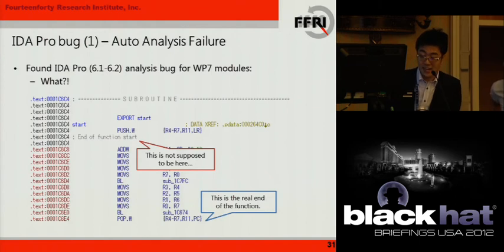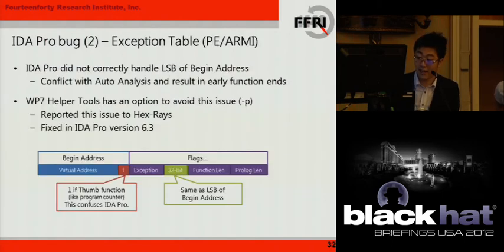I discovered why. IDA Pro did not correctly handle the function table. More specifically, the LSB of the begin address of the function. So I added an option to avoid this issue, and it will make analysis much better. I also reported this issue to Hex-Rays, and it's fixed in IDA Pro 6.3.